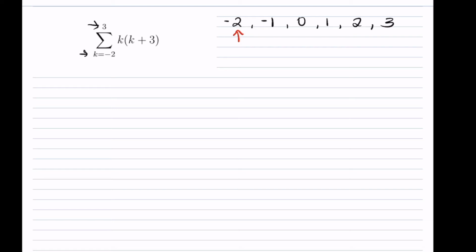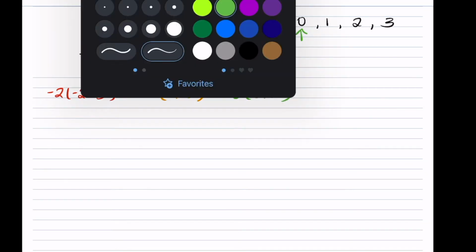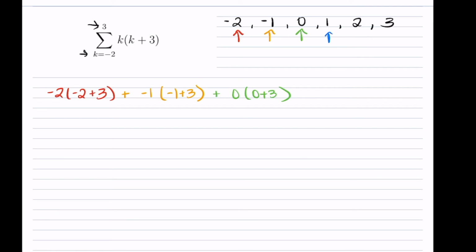Plugging that in for k, we got -2 times -2 plus 3. For -1, we got -1 times -1 plus 3. Now we got 0, 0 times 0 plus 3. We got 1.